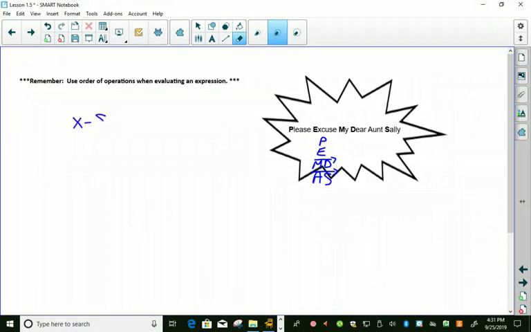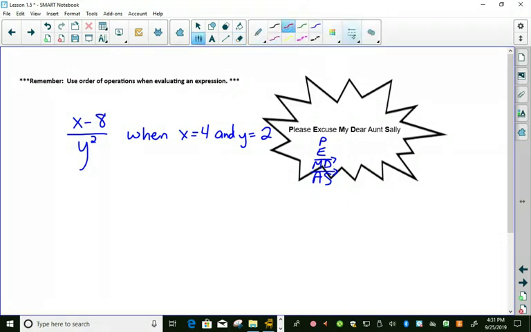x minus 8 over y squared. And we're going to solve this when x equals 4 and y equals 2. So we're going to do a little substituting, kind of like we did last year in 6th grade. I'll grab a different color so you can see the difference between the original and what we do. Wherever I see x, I'm going to place a 4, and wherever I see y, I'm going to place a 2. But I write everything else that's not an x or y as stated and in the same order.